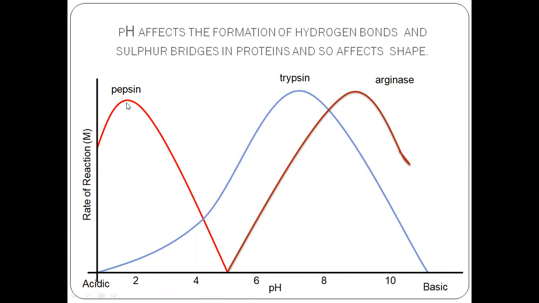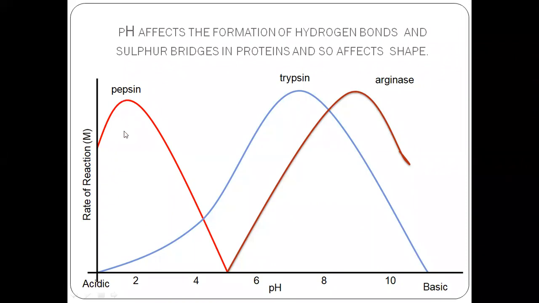Anybody? Can anyone tell what is the optimum temperature? What is the optimum pH for this pepsin enzyme, trypsin and arginase? Anybody? Girls, answer, reply.